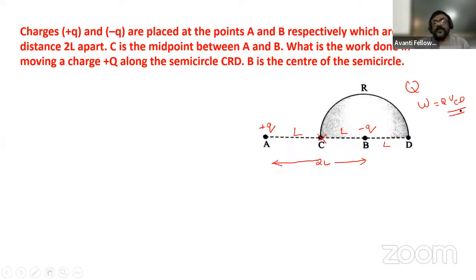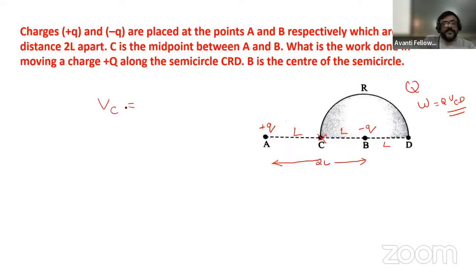So what do we have to find actually? In this problem, we have to find the potential difference between C and D. So how to find it? We can find the potential of C and the potential of D. Then we can find potential of D minus potential of C, so we will get the potential difference. So let us try for that. Let us find the potential at C, VC.